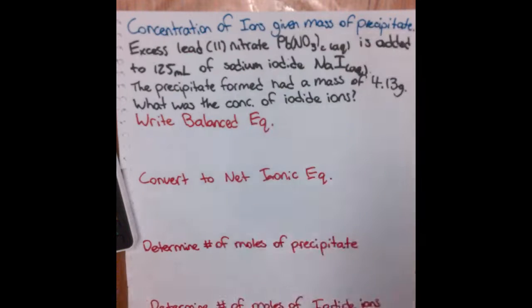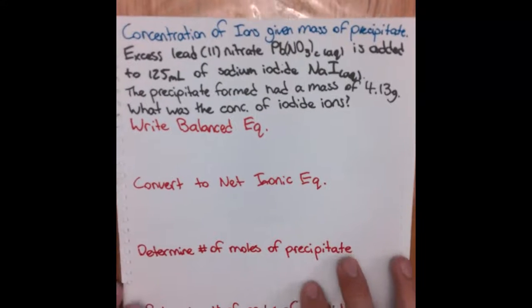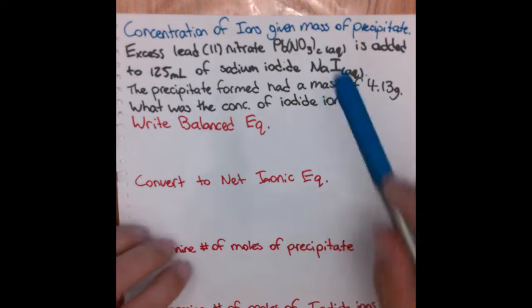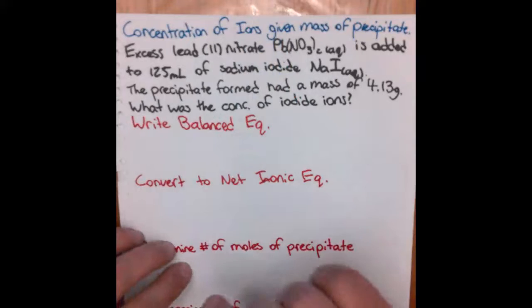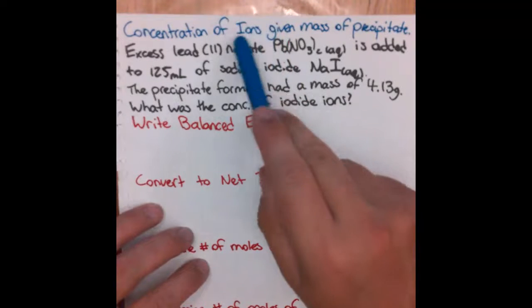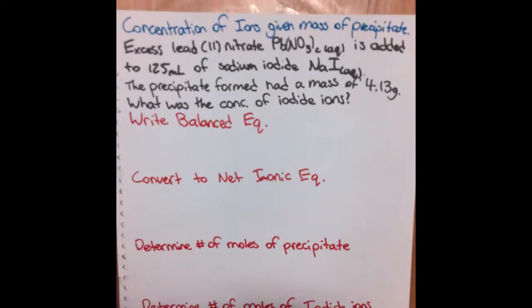So moving on, we'll have another question here. Essentially a lot of the same processes. However, this time we are not going to be looking for the concentration of a solution. Now we're going to be looking for the concentration of ions. Okay? So whenever we see this word ions, we're immediately going to think ionic or net ionic equations.